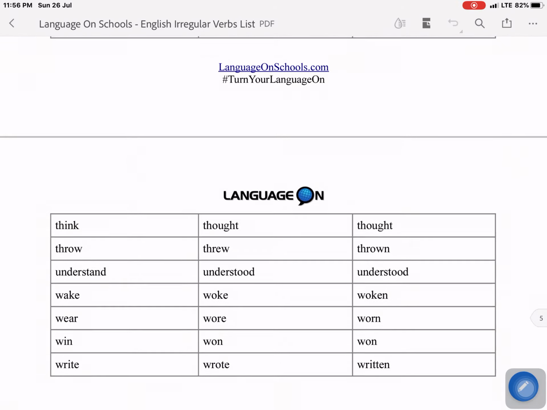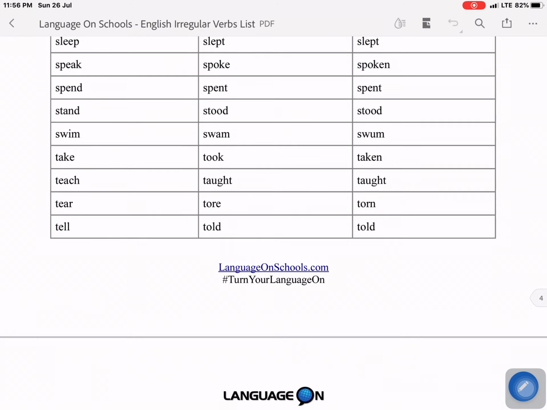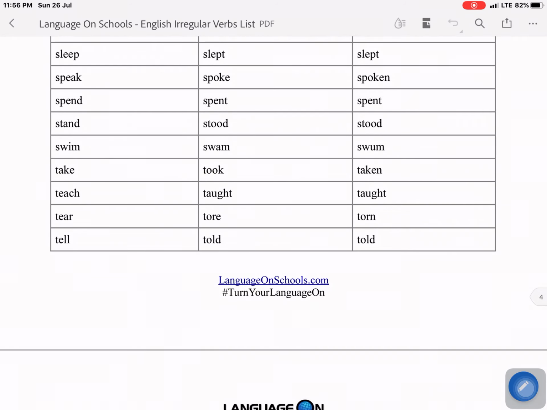So we have learned conjugation of some of the important verbs. Try to learn more about this from your grammar book and other sources. I hope all of you have understood the concept of conjugation of verbs. Try to memorize as many as you can. And in the next video we'll learn about tense and its various types.